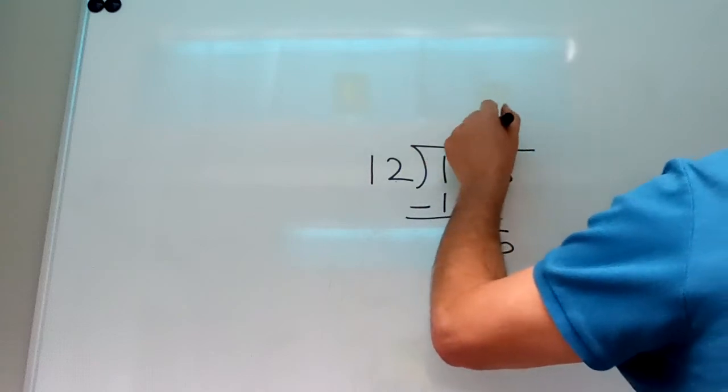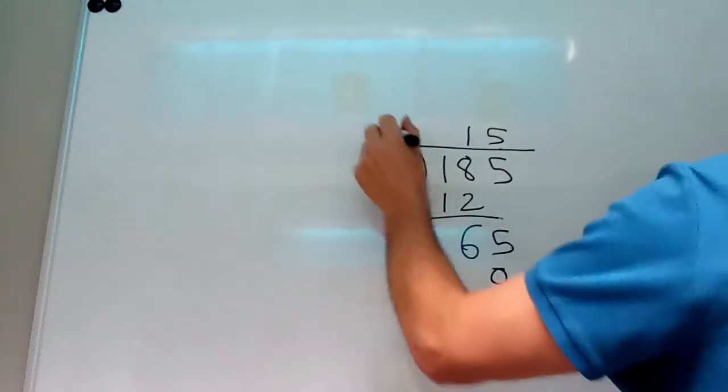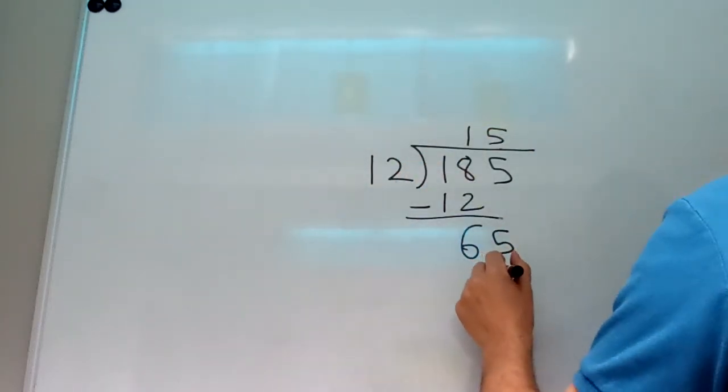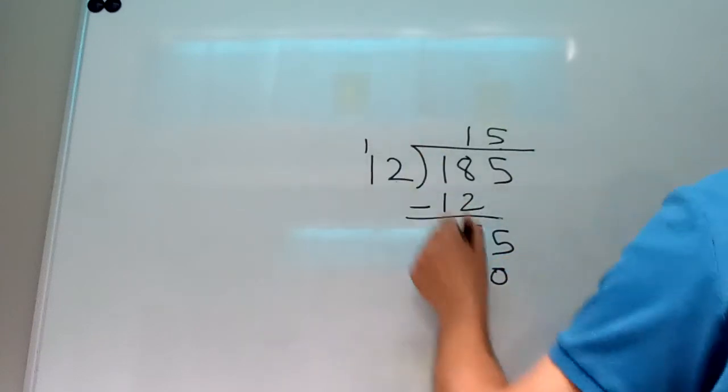So we said 5 was going to be the number. 5 times 12 is 60. Let me slow this down for you. 5 times 2 is 10. Put the 0, carry the 1. 5 times 1 is 5, plus the 1 is 6.